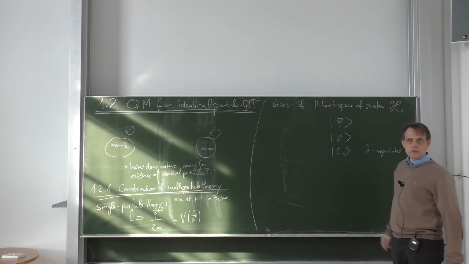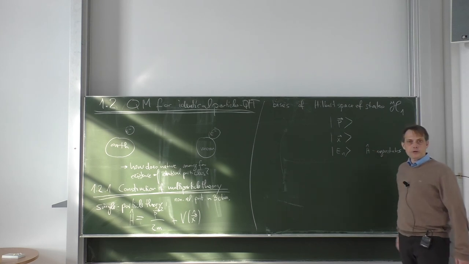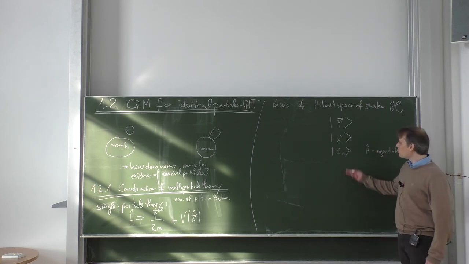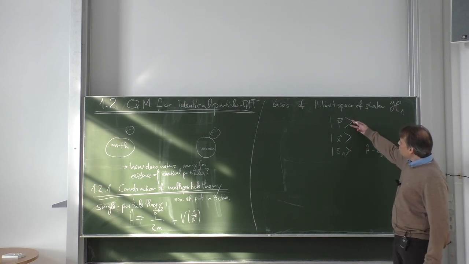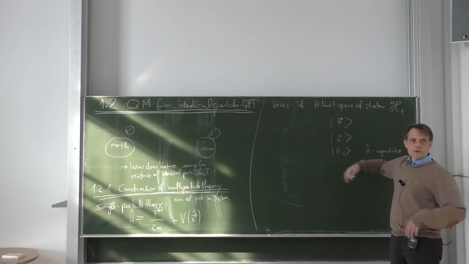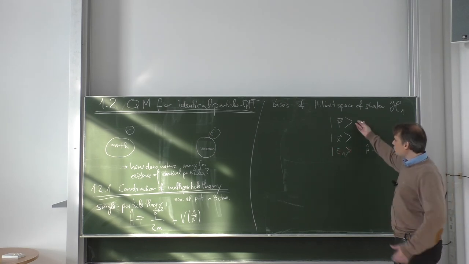With eigenvalue En, obviously. And there might be discrete eigenvalues or continuous eigenvalues. We don't know about that. And sometimes the momentum eigenstates are at the same time also energy eigenstates. And sometimes they are not.